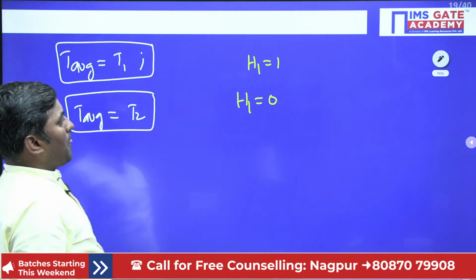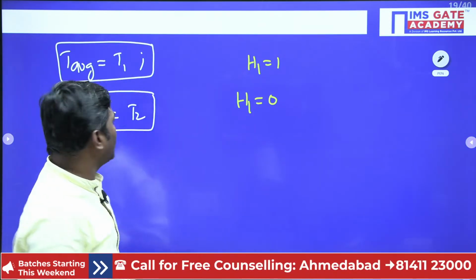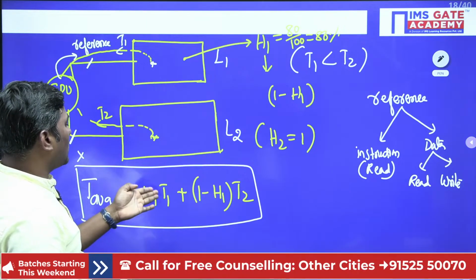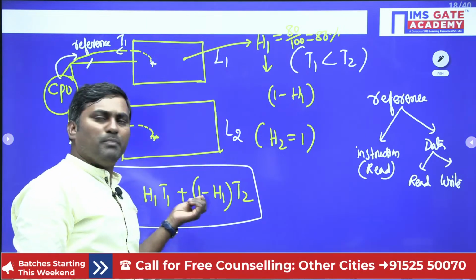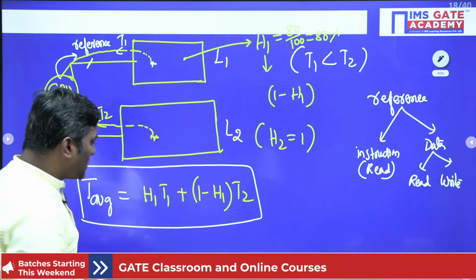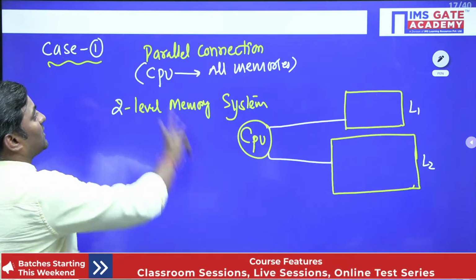Please understand, this is when the data is in level 1 or level 2. This is the average access time. So this we can also rewrite as H1 into T1 plus M into T2, where M is the miss, when a miss occurs, or 1 minus H1 can also be written. So this is the expression for a two-level memory system which is parallelly connected.